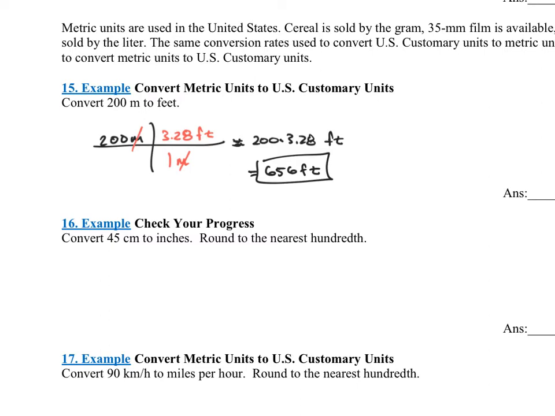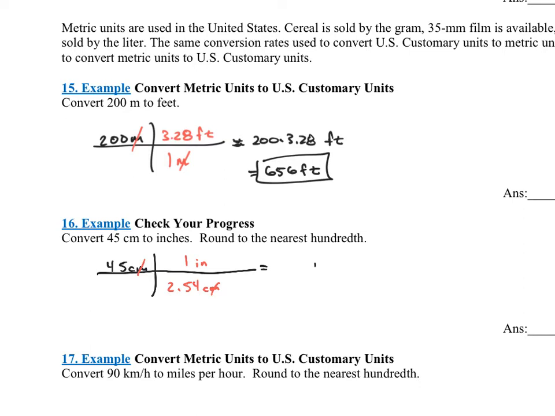Convert 45 centimeters to inches. Round to the nearest hundredth. Hundredth means, 100 has 2 zeros, so I need 2 decimal places. So we're going to start off with what we're given, 45 centimeters. And now we need to find a conversion between centimeters and inches. Well, we know this one is exact. This one's 2.54 centimeters is equal to 1 inch. That one's actually exact.